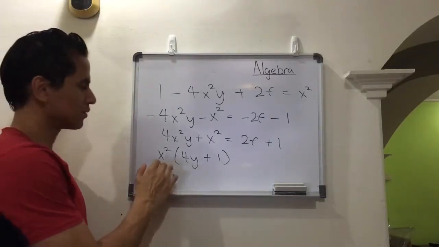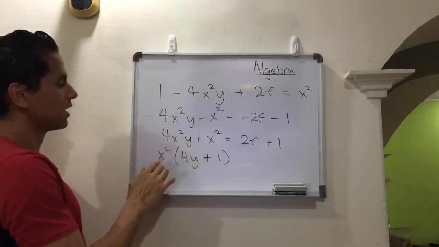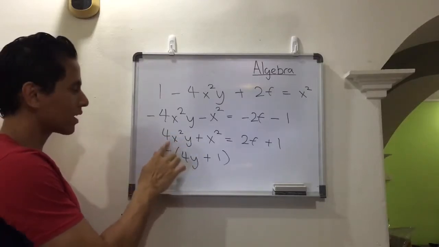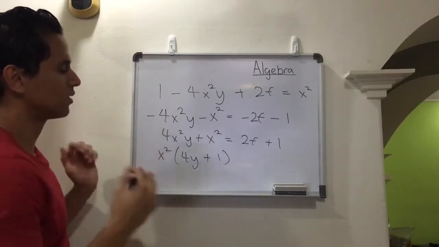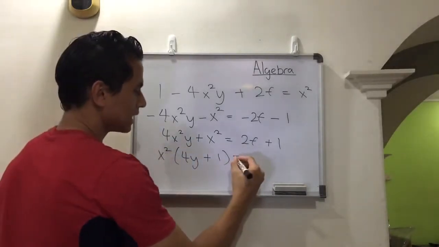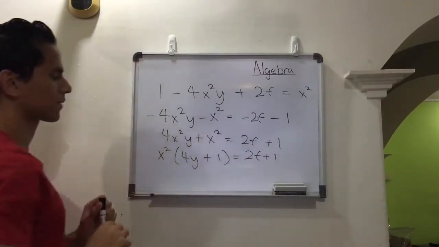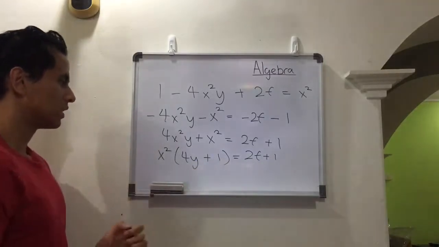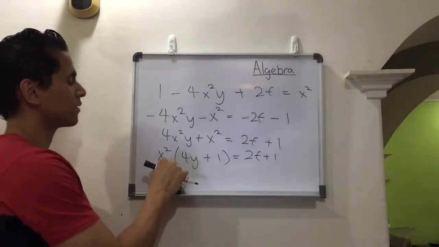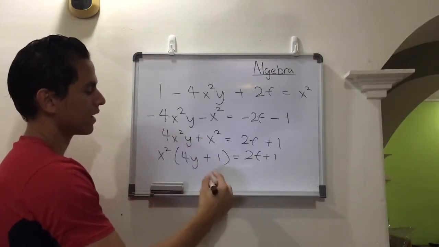Right? So this is correct, because if I expanded this, I'll get back to this. If I take x squared times 4y, I'll get 4x squared y, and x squared times 1 gives us x squared. So we have factored correctly. So we have x squared times (4y plus 1). Okay? And now what we have to do is just divide both sides of the equation by 4y plus 1 to give us, lastly, x squared.